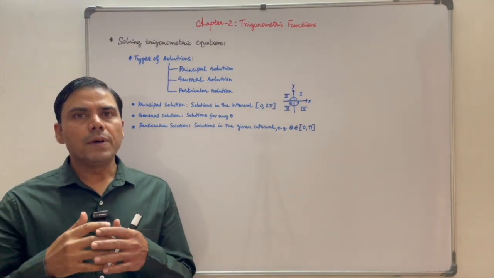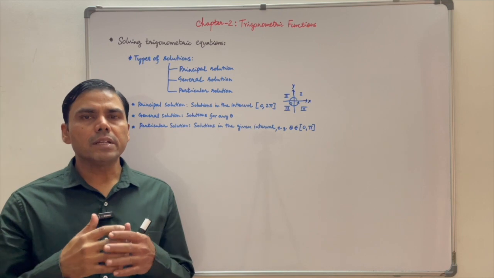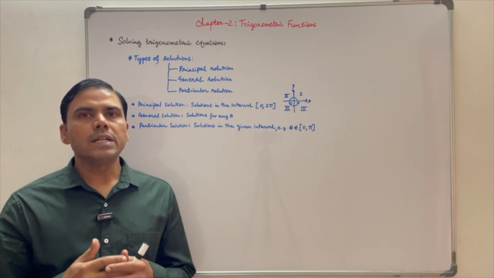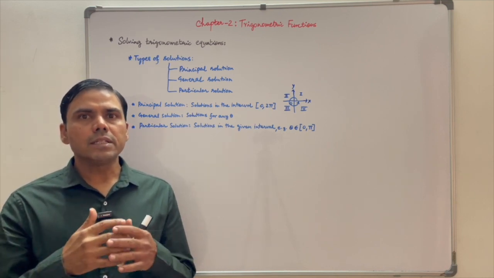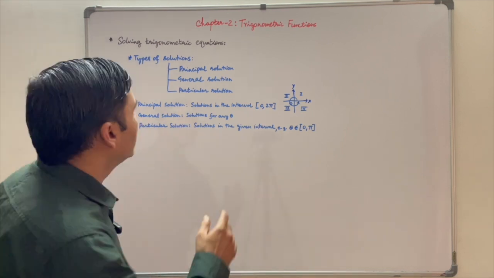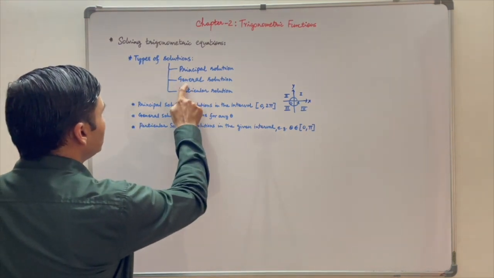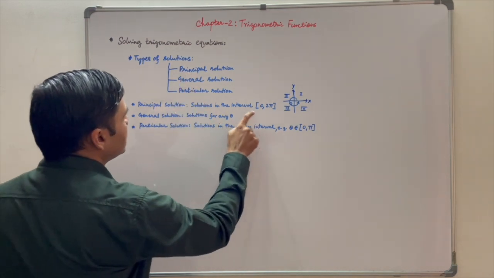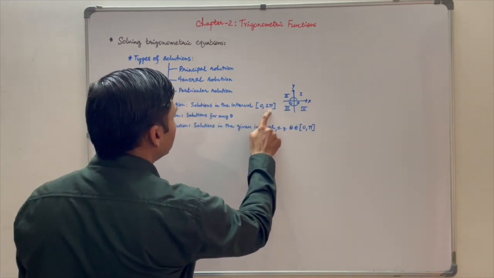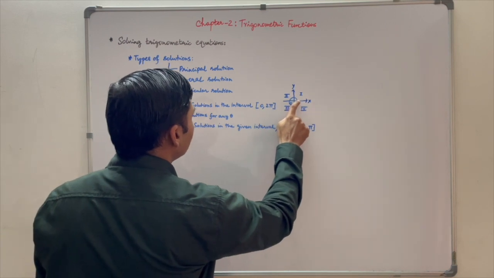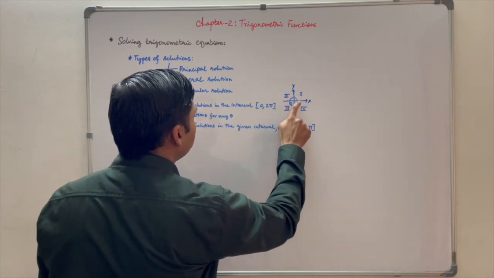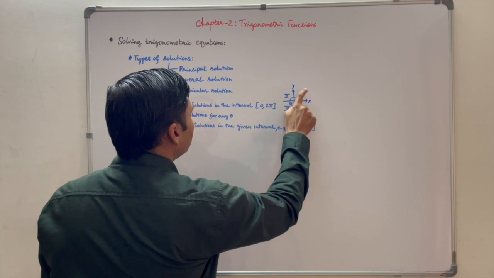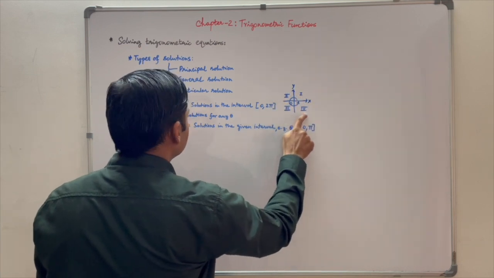Now let us see various methods to solve trigonometric equations. First, we will see types of solutions. There are three types of solutions and they are principal solution, general solution and particular solution. In principal solution, theta lies between 0 to 2 pi. That means starting at 0, going anti-clockwise and making a full circle, covering all the quadrants once.